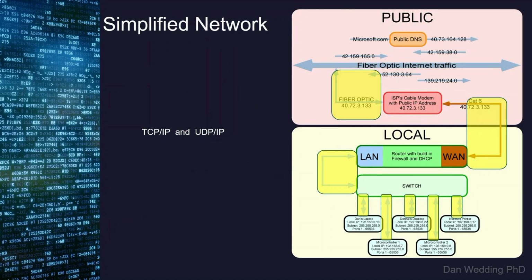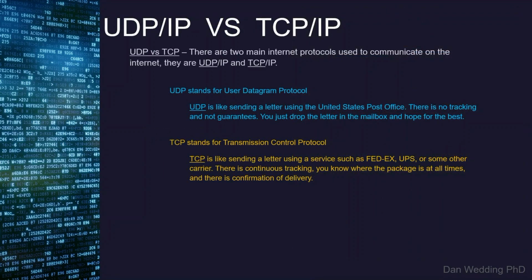TCP/IP and UDP/IP. There are two main internet protocols used to communicate on the internet. They are UDP/IP and TCP/IP. UDP stands for User Datagram Protocol. UDP is like sending a letter using the United States Post Office. There is no tracking and no guarantees. You just drop the letter in the mailbox and hope for the best.